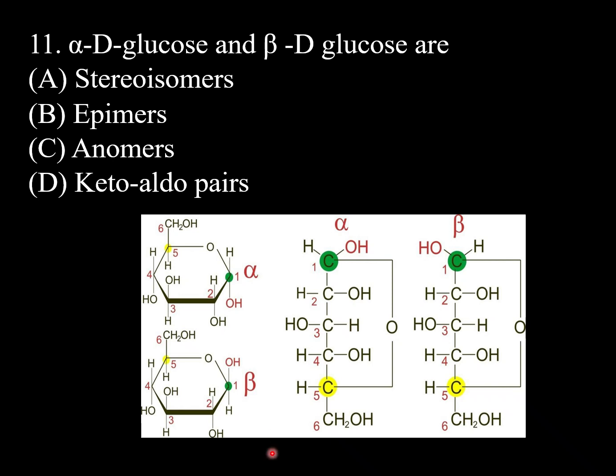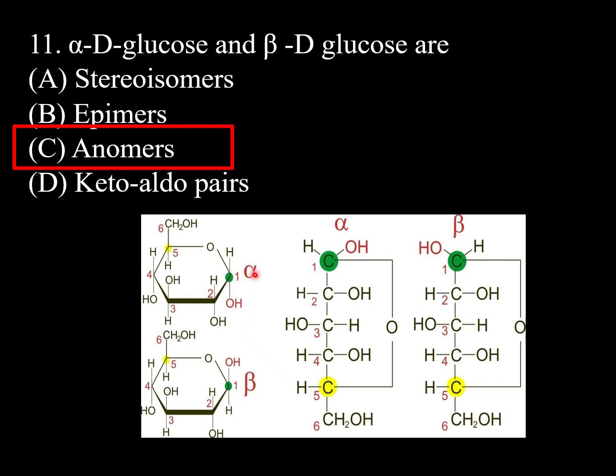Keto-aldo pairs, and the right option is anomers. Alpha D-glucose and beta D-glucose are known as anomers. If you see here in these structures, the alpha carbon in alpha glucose is the one in which the position of the hydroxyl group is below this functional group.